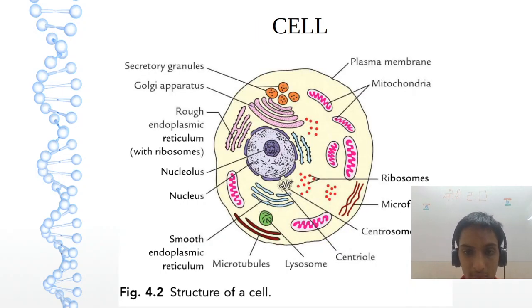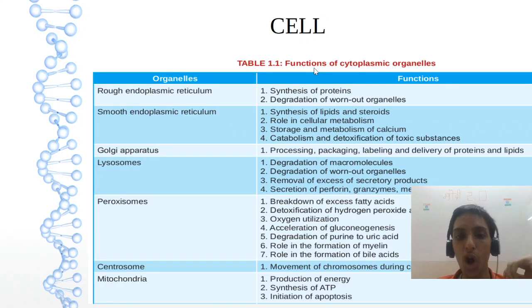So first the structure. This is the structure of a typical animal cell. Okay. So what is there? We'll see the components. You are finding the vesicles, Golgi bodies, RER, SER, centrosomes, centriole, lysosomes, microtubules, mitochondria, microfilaments, ribosomes. Okay. Then the nucleus, nucleolus, okay, and then you are finding outer plasma membrane. Let us see the functions of each organelle.